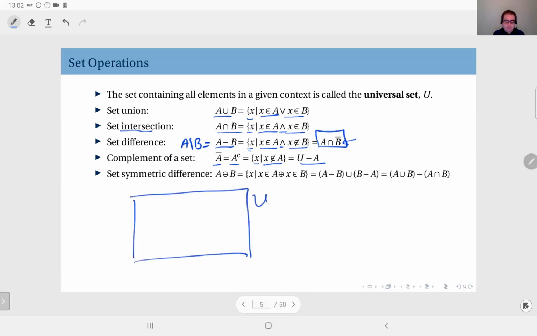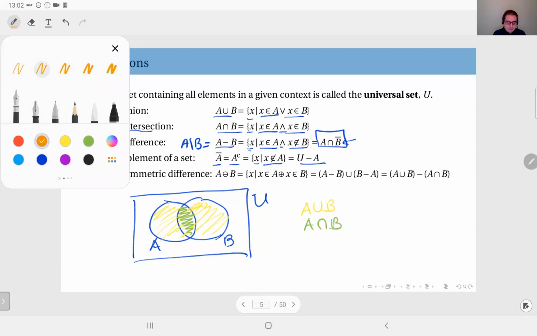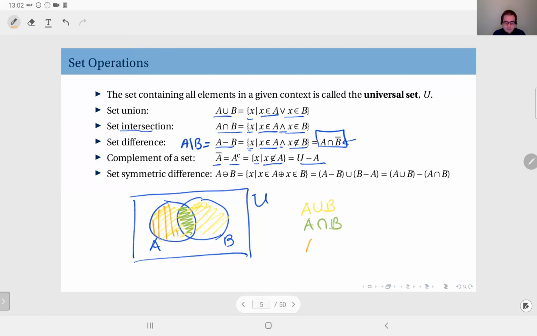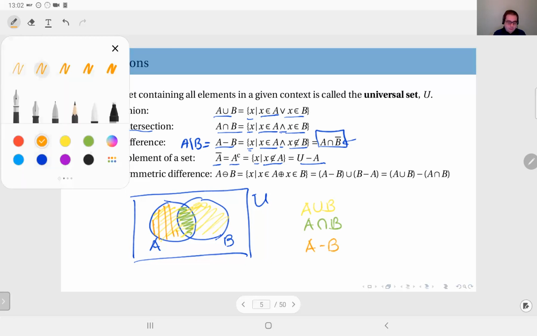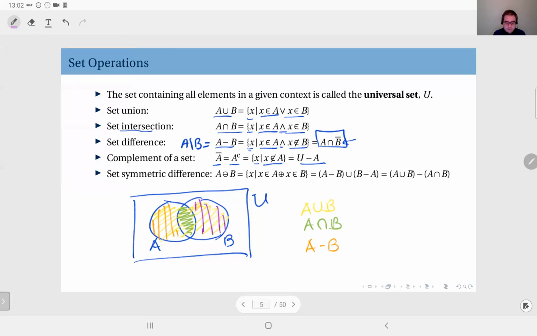let's say you have this universal set here. Let me use the traditional explanation. Let's say this is set A, this is set B. Of course, the union is both of these, A union B, and the intersection is here, A intersection B, and set difference, this is A difference B, and let me also indicate B difference A.